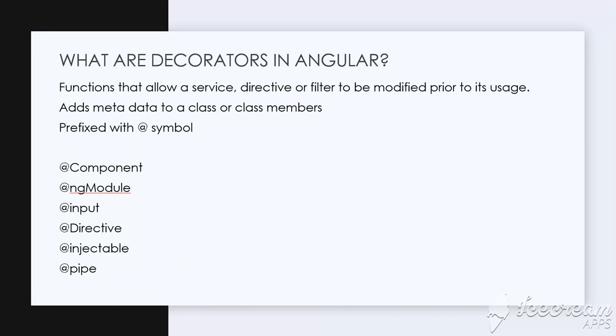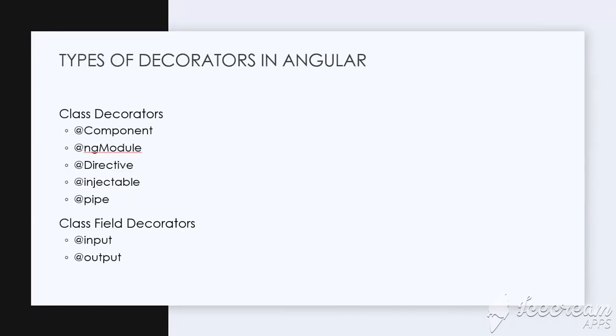So let's go to the next question. What are different types of decorators in Angular? So there are two types of decorators in Angular: class decorators and class field decorators. Class decorators are, for example, @Component, @NgModule, @Directive, @Injectable, @Pipe. They are the class level decorators. Then we have these field level decorators, which are @Input and @Output.